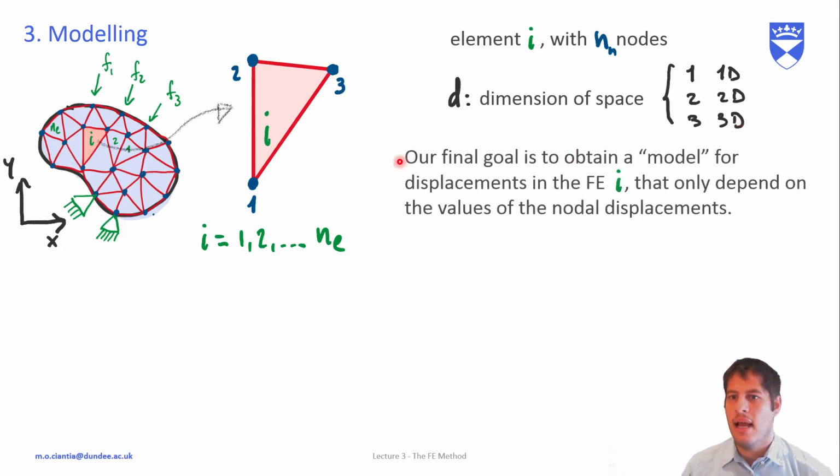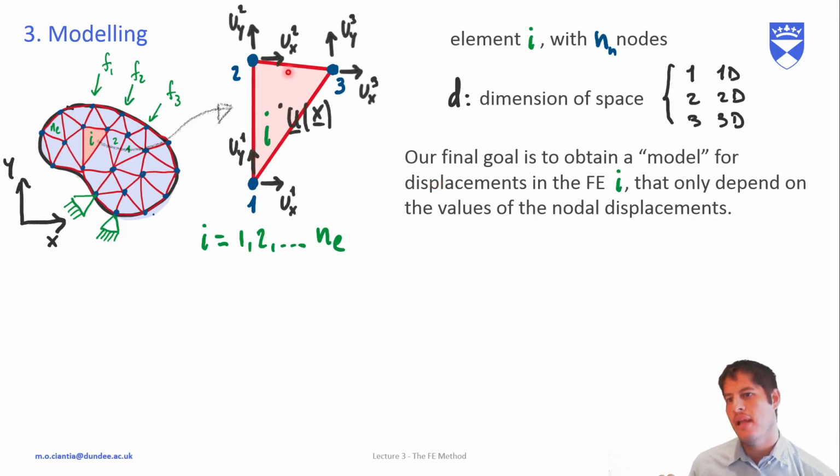So our final goal is to obtain a model of displacement inside the finite element I that only depends on the values of the nodal displacements. Okay? So, how can we do that? Well, let's represent this. So we want the displacement u in position x, okay? So in this point, I just put it here, but it can be anywhere inside the element. That is function of just the nodal displacements.